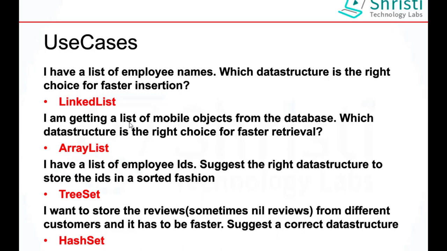Next, I want to store the reviews. Sometimes there may be nil reviews from different customers and it has to be faster. Suggest a correct data structure. When you say reviews from customers, they are unique. So you need to go in for an implementation of set. Because it has to be faster, we need to choose hash set. Obviously, it is going to be an unordered collection.